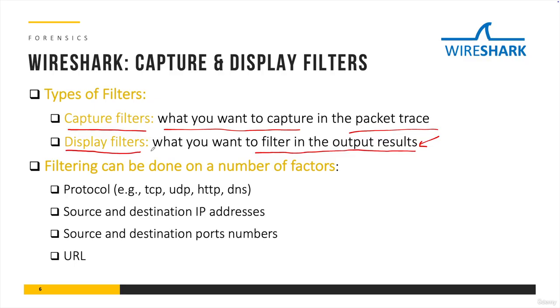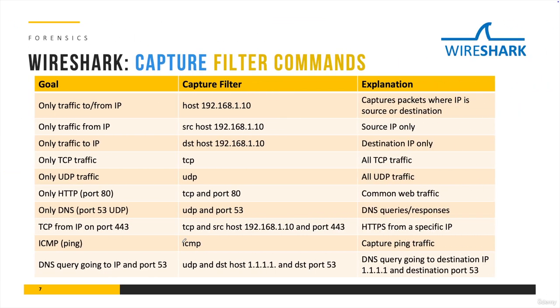And just like display filters, you can again filter based on protocols such as TCP, UDP, HTTP, DNS. You can capture on source and destination IP addresses. You can filter on specific source and destination port numbers, URLs, and so on. Now, one nice thing about capture filters is that they use the exact same syntax which we previously discussed for tcpdump. So basically all of these tools use a standard called Berkeley Packet Filter, or BPF, which is sort of like an industry-wide standard. So that's the nice thing. And all of the commands that you learned for tcpdump are going to work here as well.